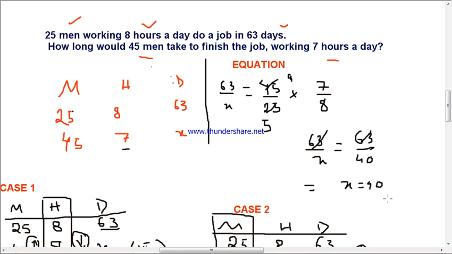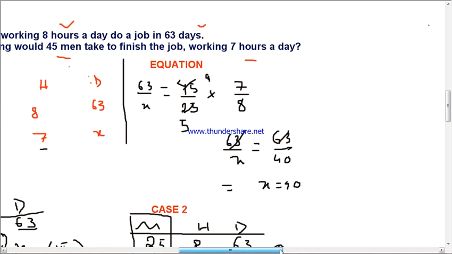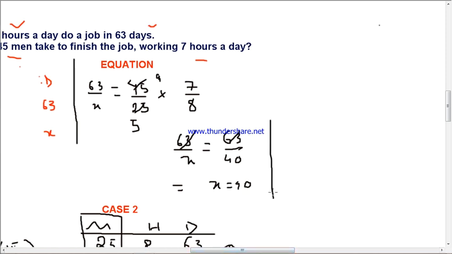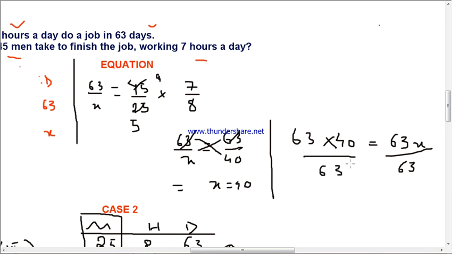Some of you didn't know what happened just now, so I'll do it in a long process. So 63, cross multiply this one into 40, and then cross multiply 63 into x also. Try to make x alone, divide by 63 on both sides. Cancel this. You are left with 40 equals x. So this is your answer, 40 days.